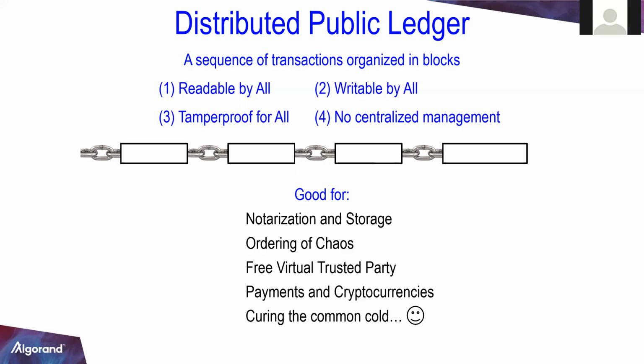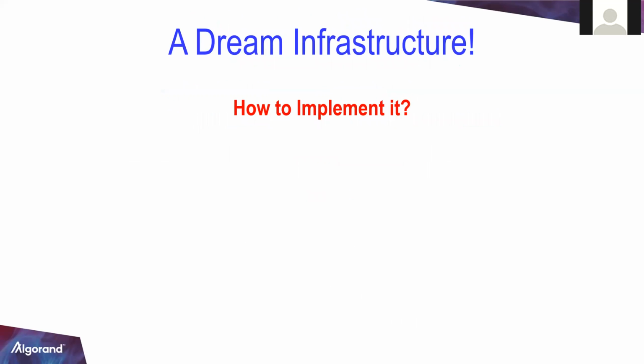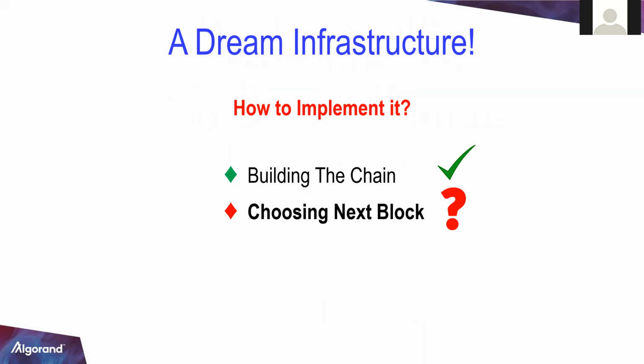Now, those are really good things to have, and it sounds like a dream infrastructure because there are so many advantages. The real question, of course, is how to implement it. That's getting technical. Now, building the chain is easy. As I said, you take the hash of the previous block and include it in the content of the next block, then you have chained everything together.